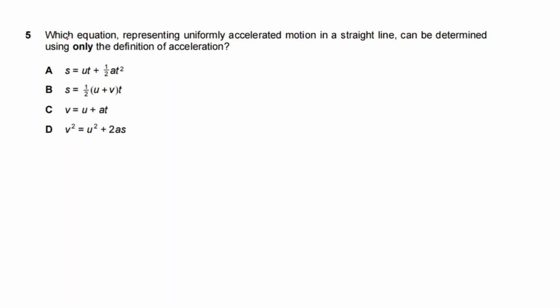Question number 5. Which equation representing uniformly accelerated motion in a straight line can be determined using only the definition of acceleration? So these equations are equations of motion, and you need to find out which one is considering only the definition of acceleration. So let's consider the definition of acceleration first. Acceleration is the rate of change of velocity, right? So let's consider it is uniformly accelerated, right?